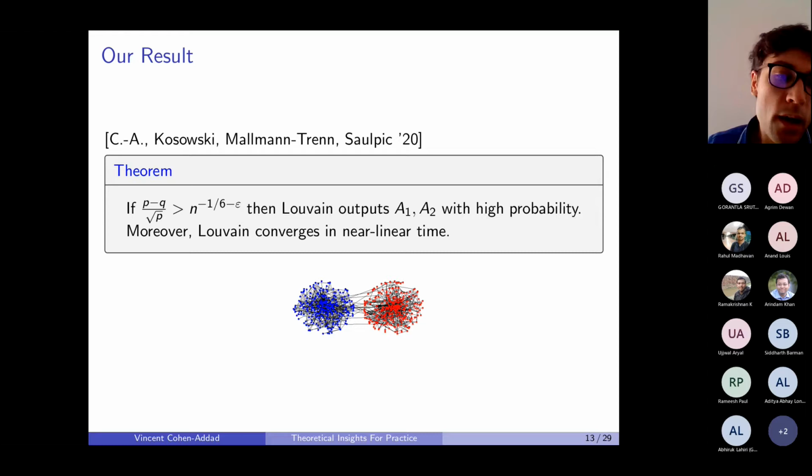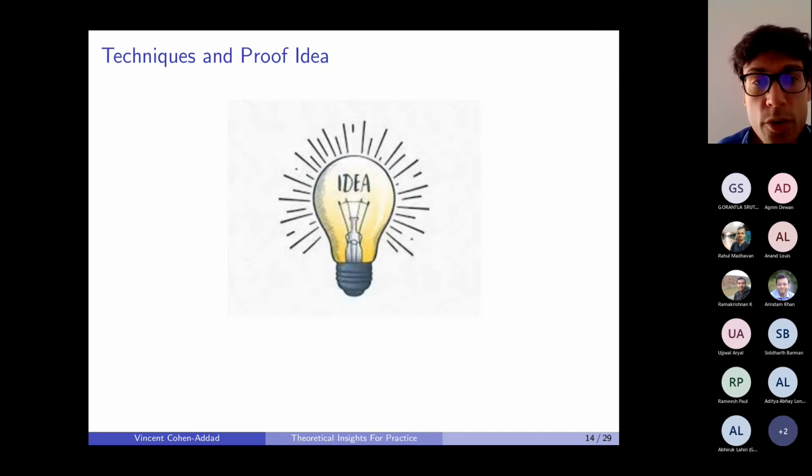And the conjecture is that 2 here is the right value. I think with Louvain, up to polylog factors, you should be able to go down to the information theoretic threshold, but we didn't know how to prove it. Okay, so let me show you a simple proof that is not necessarily the best we can do, but shows some of the main ideas.